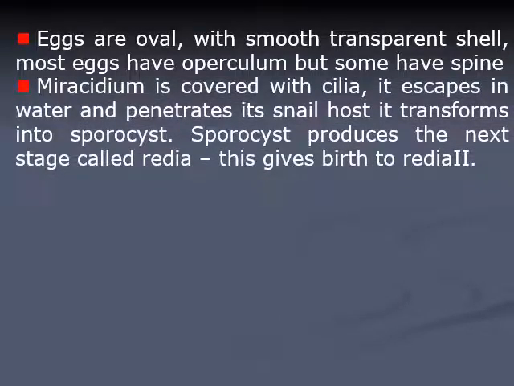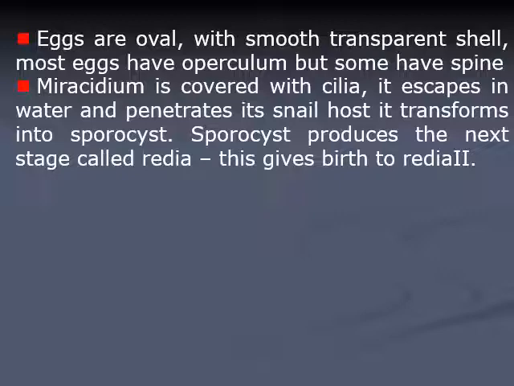The miracidium, which is the larval stage coming out of the egg, is covered with cilia because it swims in water and penetrates the snail host. It transforms into sporocyst. Sporocyst produces the next stage, which is called redia.